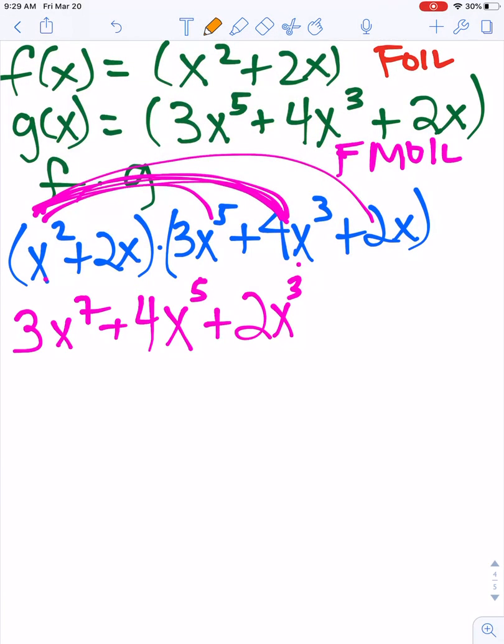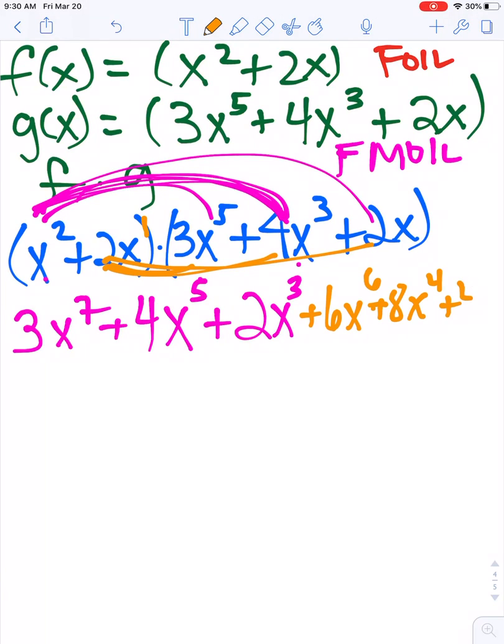Now I'm going to do the exact same thing, but for my second term. So I have 2x times 3x to the 5th gets me a 6. X to the 6, because remember, this is an implied 1. Don't forget about that implied 1. So x to the 1 times x to the 5 is x to the 1 plus 5. 1 plus 5 is 6. Then we have 2x times 4x cubed. 2 times 4 is 8. X times x cubed gets me an x to the 4. And last but certainly not least, we have 2x times 2x gets me 4x squared. 2 times 2 is 4. X times x is an x squared.